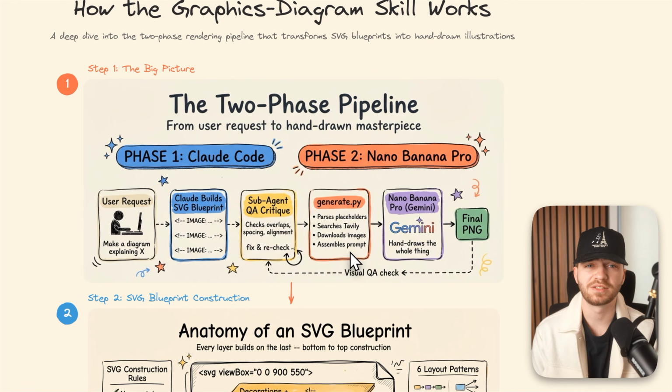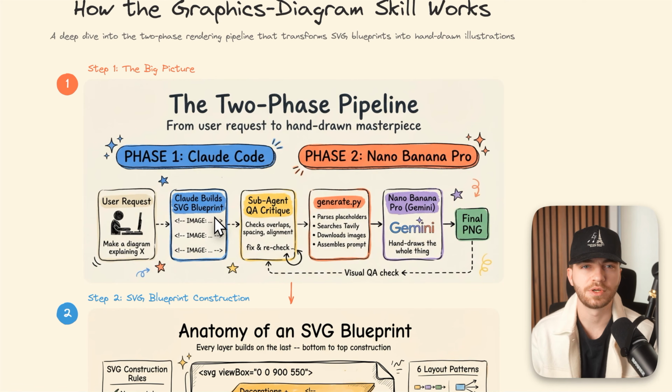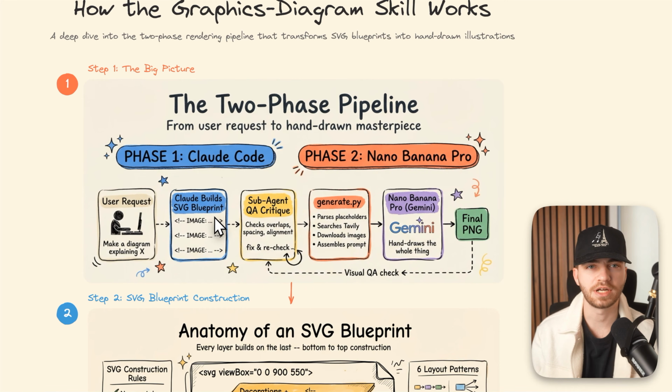Now this Python script has a variety of different jobs that it accomplishes. It's going to parse placeholders. So when we generate this SVG, it's going to include placeholders for images that we might grab from the internet and include in our diagram. For example, in this diagram right here, you can see that the Gemini logo was passed directly into the model as a reference image. So it went through this entire process right here.